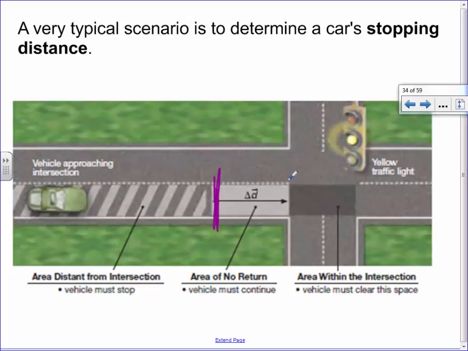So the idea is basically, what is your stopping distance? If you saw the yellow light when you were right here, could you still stop in time? If you could, you're supposed to start stopping, right? Whereas if you saw the yellow light right here, there is no way for you to stop in that short period of time. You may as well run the yellow, right?